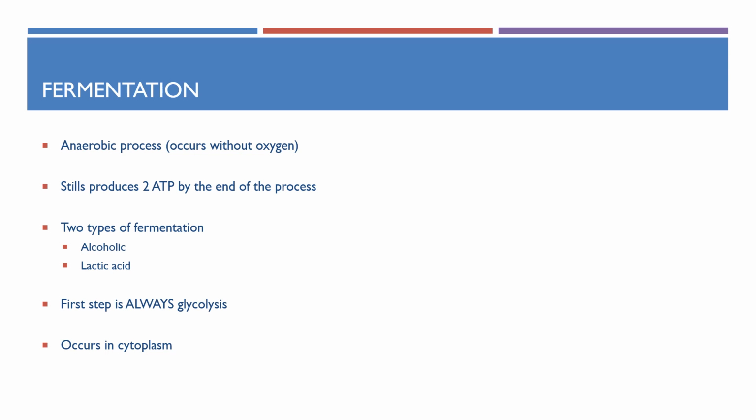There are 2 types of fermentation. There's alcoholic and lactic acid. And for both of these types of fermentation, the first step is always glycolysis because you need the glucose to be split into the pyruvate molecules. Okay? And this all occurs in the cytoplasm.